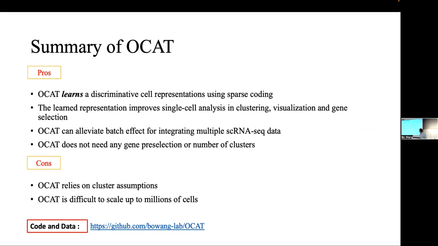The disadvantage of OCAD is that it relies on the cluster assumption, because remember the first step is selecting goal cells, and the way we select them is using k-means. So you're going to have a kind of strong cluster assumption. Also, although OCAD is very efficient in dealing with relatively small or medium-sized single cell data, due to some implementation details, it is still very hard to scale up to millions of cells.